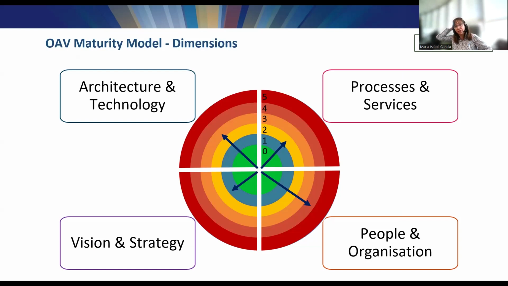So these are the dimensions of the orchestration, automation, and virtualization maturity model. We have architecture and technology, processes and services, vision and strategy, and people and organization. This way you can self-assess which stage you are in for each one of these dimensions, divided into small subdimensions that make it much, much easier to assess.